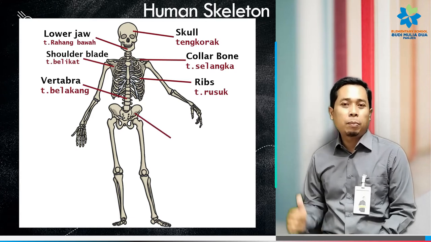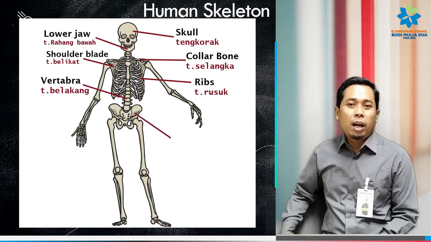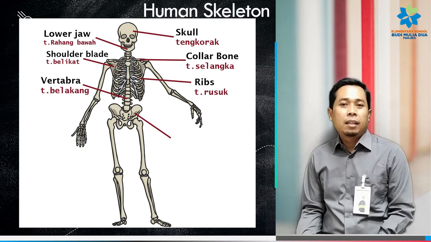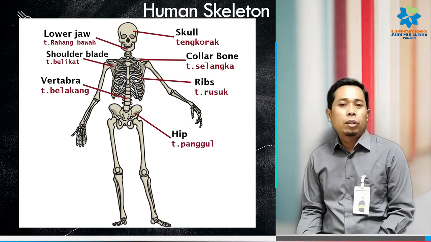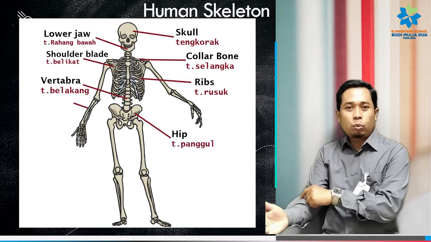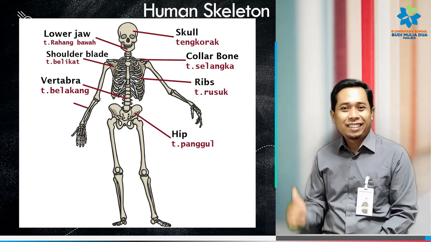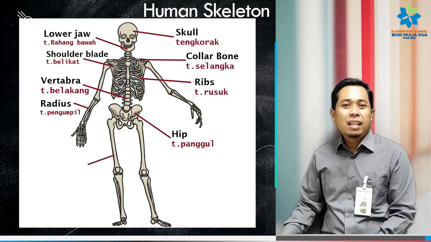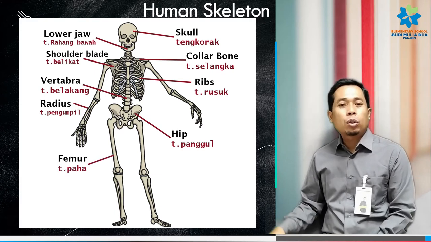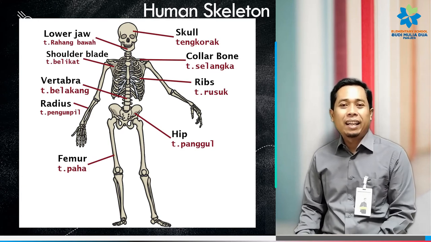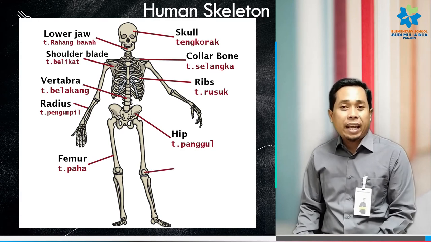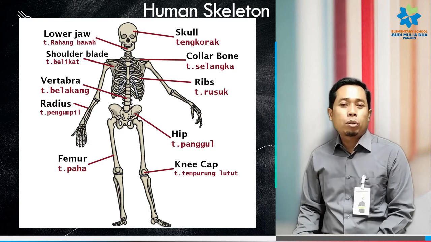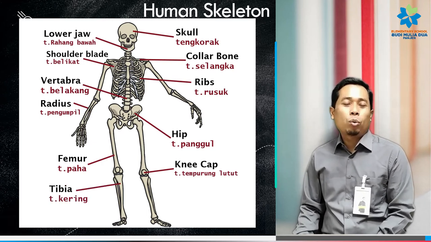And then, what about this? Just remember, this one is hips or tulang panggul. And then, this one is radius or tulang pengumpil. And then, this one, femur or thigh bone or tulang paha. And then, next is kneecap or tulang tempurung lutut. And the last one is tibia or tulang kering.